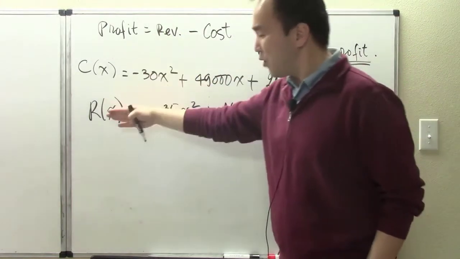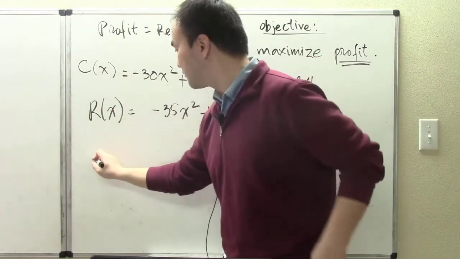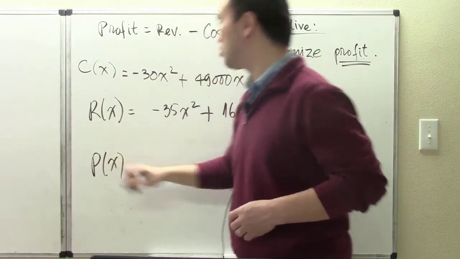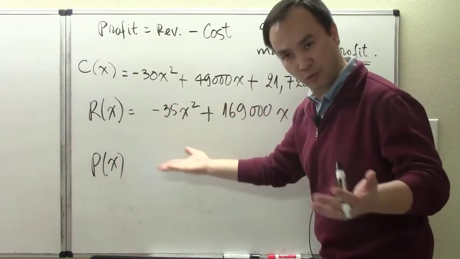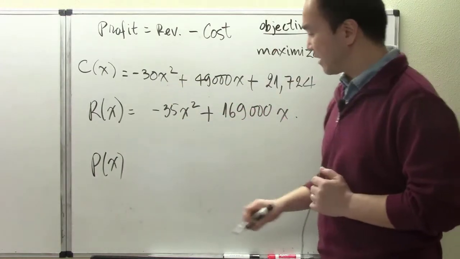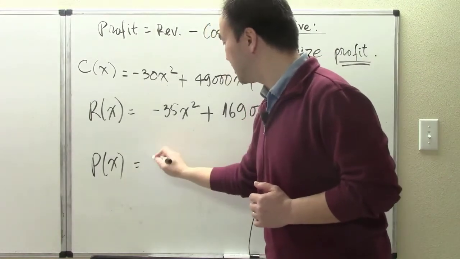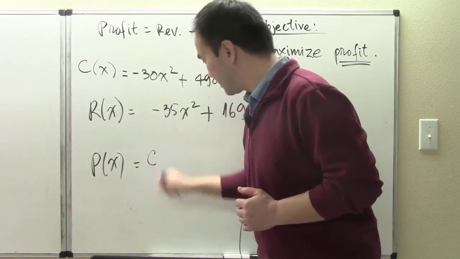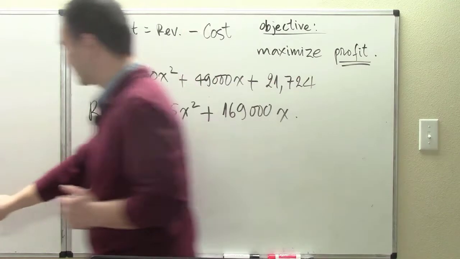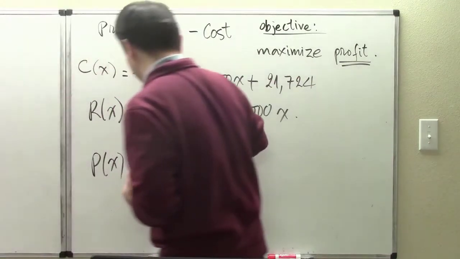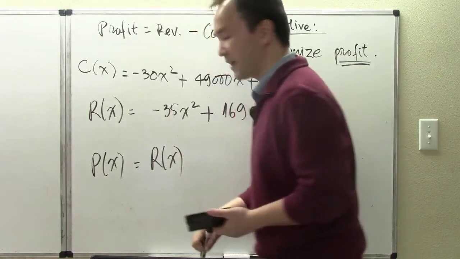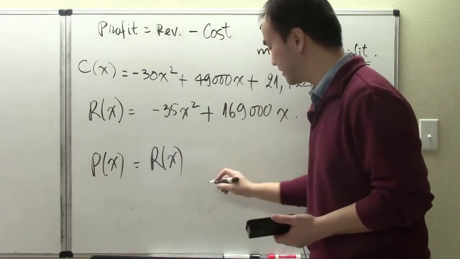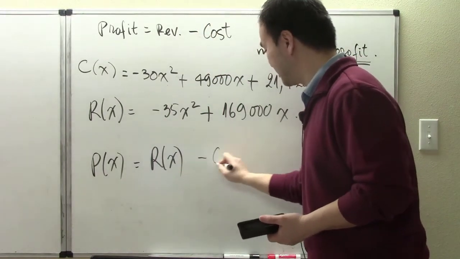So algebraically, our profit is a function of x. And of course, x here is the number of P phones. That's a quick meaning of our variable. So P of x must be revenue as a function of x, the number of P phones that the company is selling, minus the cost function.